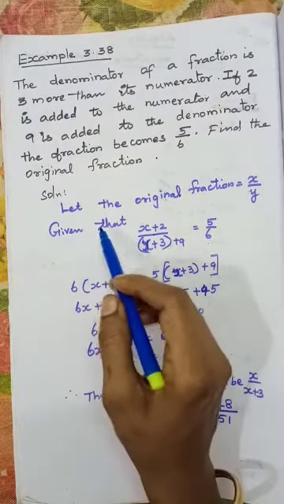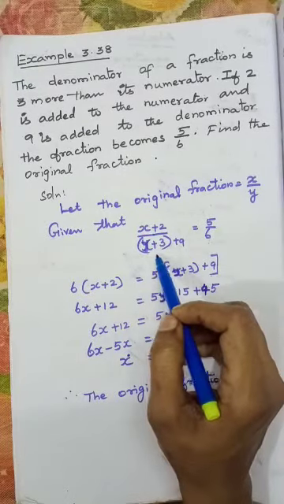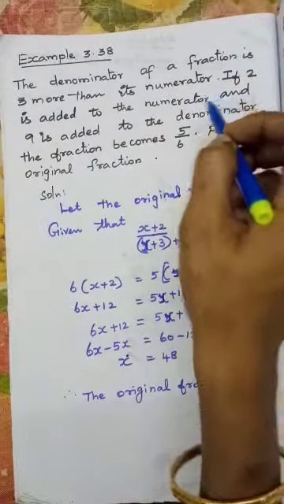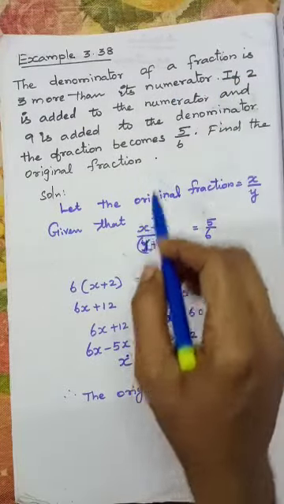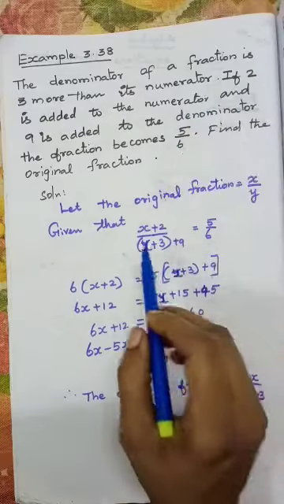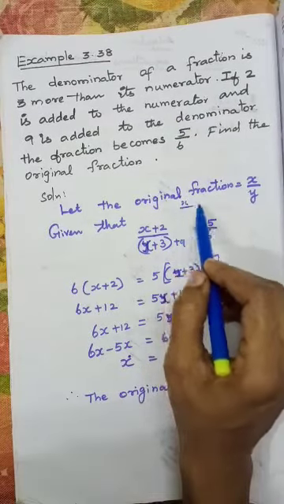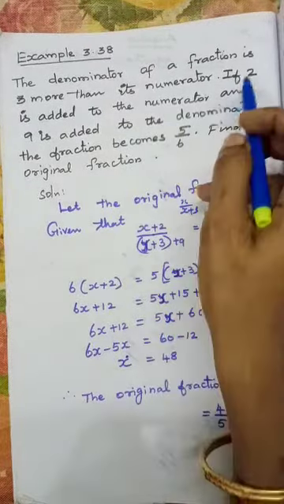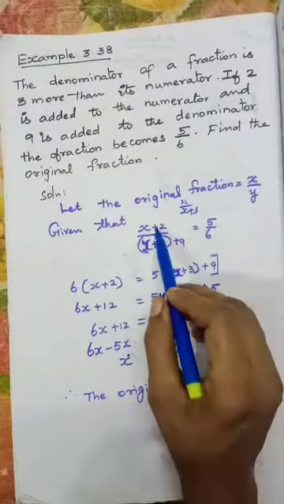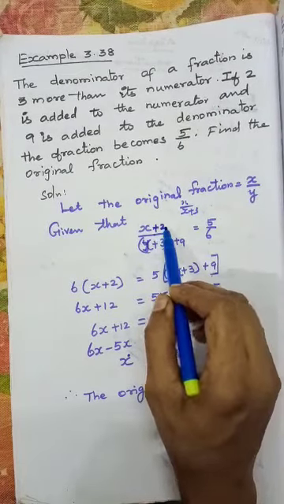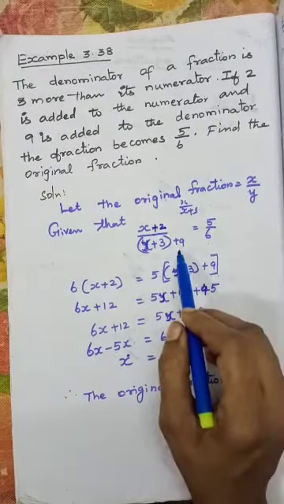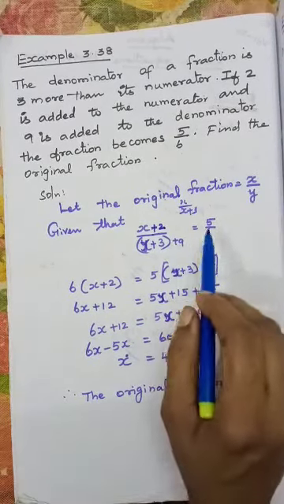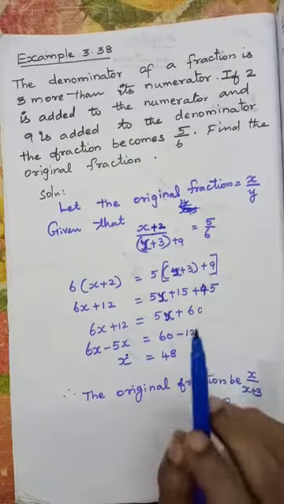Okay. They are given that the denominator of a fraction is 3 more than the numerator. Isn't it? Yes, 3 more than the numerator. So x by x plus 3. Okay. Then if 2 is added to the numerator and 9 is added to the denominator, which is equal to 5 by 6.